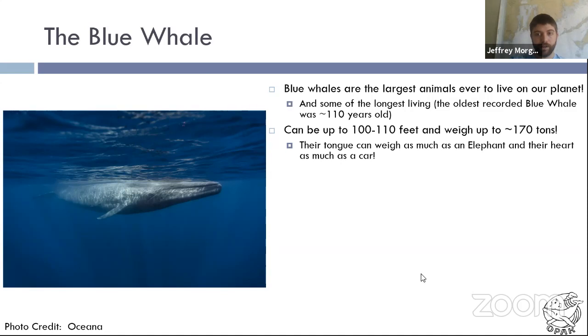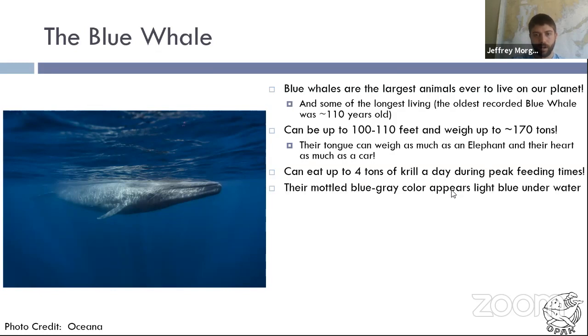Believe it or not, their tongue can weigh as much as an elephant, and their heart as much as a car. So these are really large animals, and they can eat up to about 4 tons of krill in a day during their peak feeding times. They get their name from the mottled blue-gray color that they appear to be underwater, thus their name.